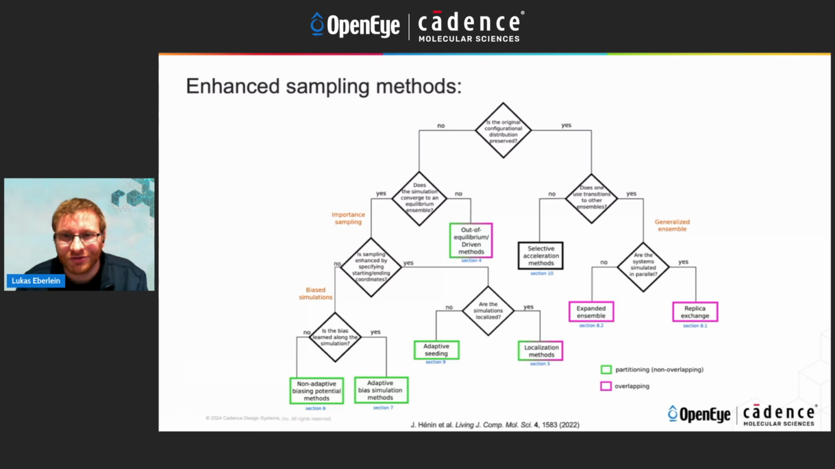Here we have a decision tree that helps us determine which enhanced sampling method is appropriate for which problem. You can see that there is a variety of enhanced sampling methods, and you need to carefully consider whether the one you choose is appropriate for your problem. We will link to literature that discusses some of the pros and cons of the methods in the supplemental material.